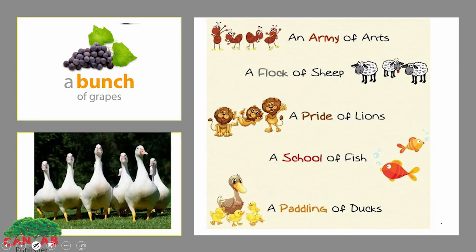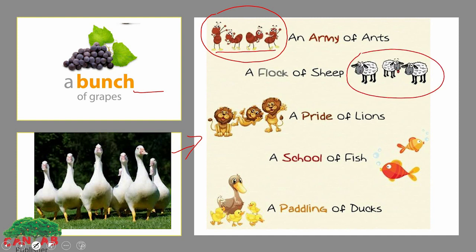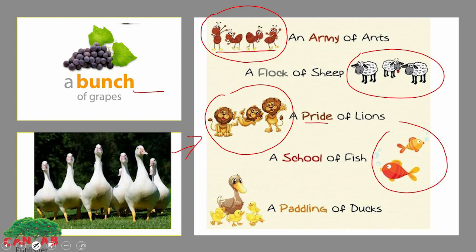Now look at the pictures we have here. Yes. The gaggle of geese, a bunch of grapes, an army of ants here. We have ants here, an army of ants, a flock of sheep, a pride of lions. Yes, the group of lions is called a pride here, a school of fish, a paddling of ducks. We have ducks here, a group of ducks. It will be called a paddling. Its collective noun is paddling.